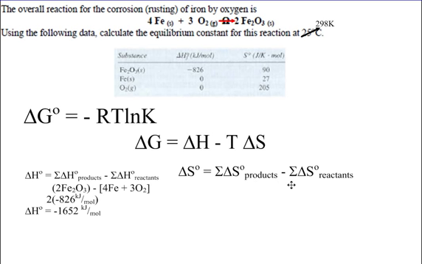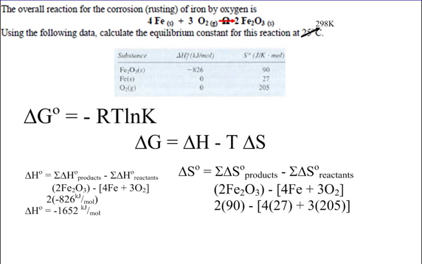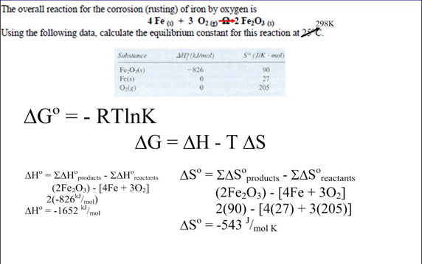It's another Big Mama equation. Delta S equals the sum of the products minus the sum of the reactants. So we're just going to plug in our formula just like we did before. So now we've got our formula in there. We can plug in our values. These are elemental, but remember with delta S that doesn't matter. So we actually do have some values we need to plug in. So once we plug those in, it will look like this. And once you solve all of that out, you'll find that delta S equals negative 543 joules per mole Kelvin. You got to make sure you follow those units down.